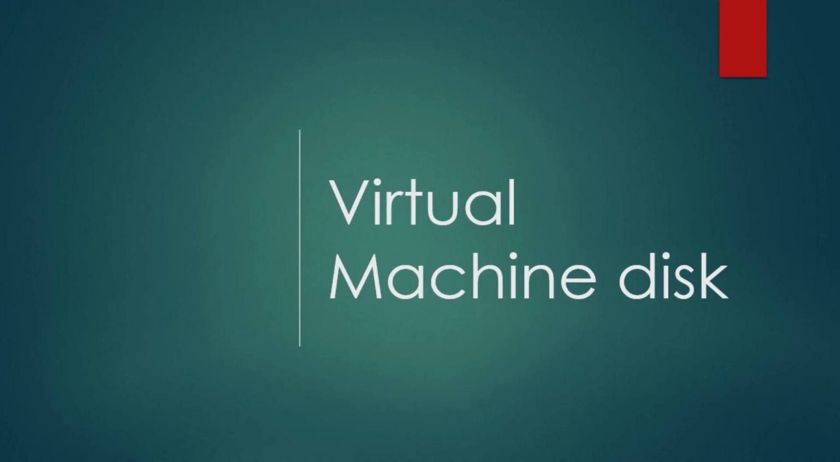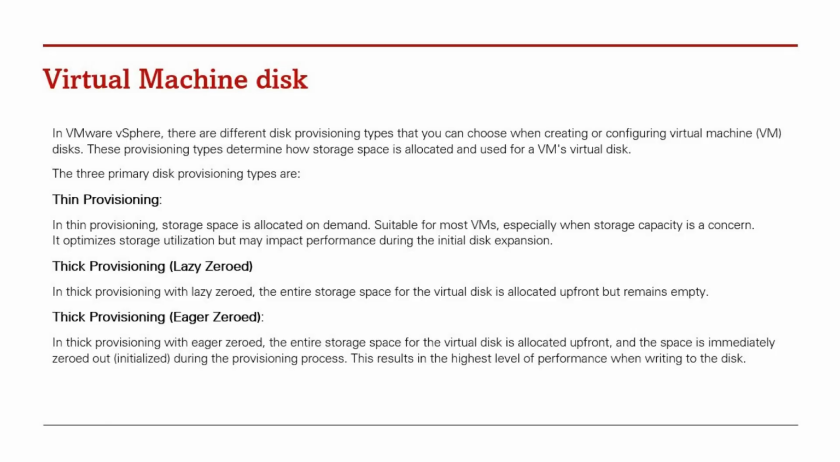device. Virtual machine disk. In VMware vSphere, there are different disk provisioning types that you can choose when creating or configuring virtual machine (VM) disks. These provisioning types determine how storage space is allocated and used for a VM's virtual disk. The three primary disk provisioning types are thin provisioning. In thin provisioning, storage space is allocated on demand, suitable for most VMs, especially when storage capacity is a concern. It optimizes storage utilization, but may impact performance during the initial disk expansion.